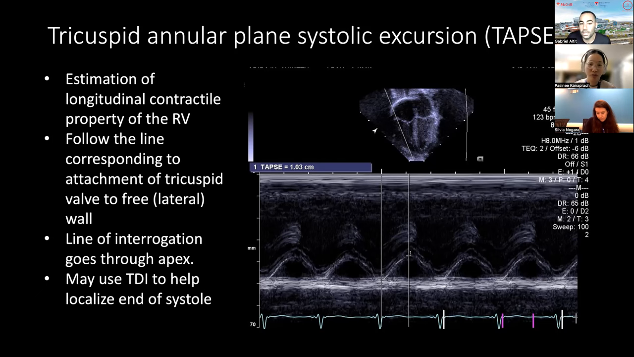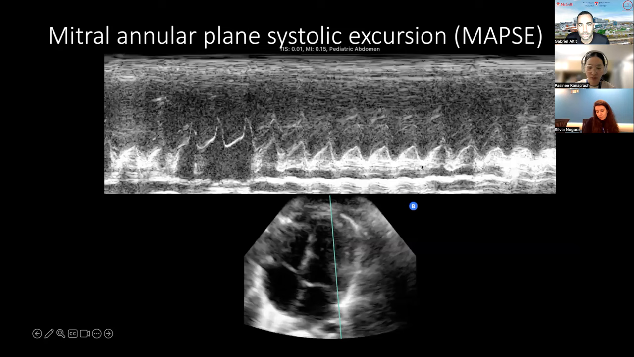Now, you can do the same on the left side. You could do something called the MAPSE. I think I have an example somewhere. Yeah, this is a MAPSE, right? Here we're putting the line on the apex. Sorry, the image is inverted. You're putting the line on the apex of the LV, and then you're putting it through the attachment of the mitral valve, and then you can see the motion. So I could measure the distance, which is the MAPSE.